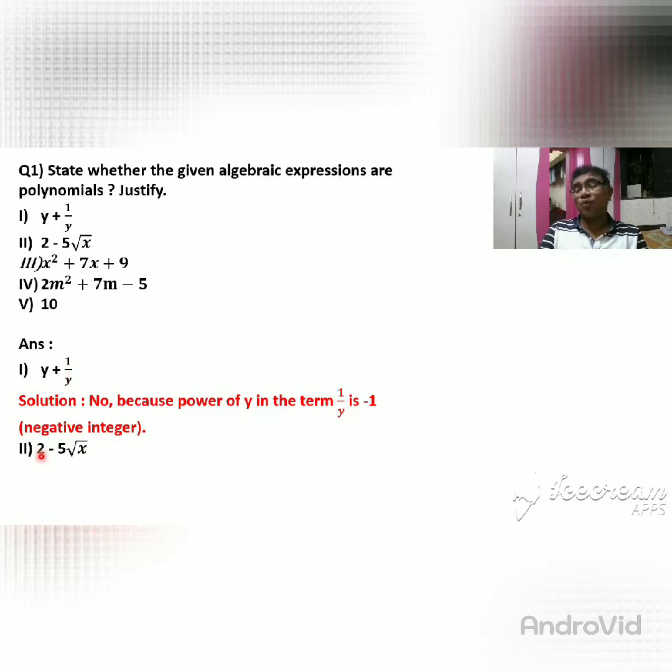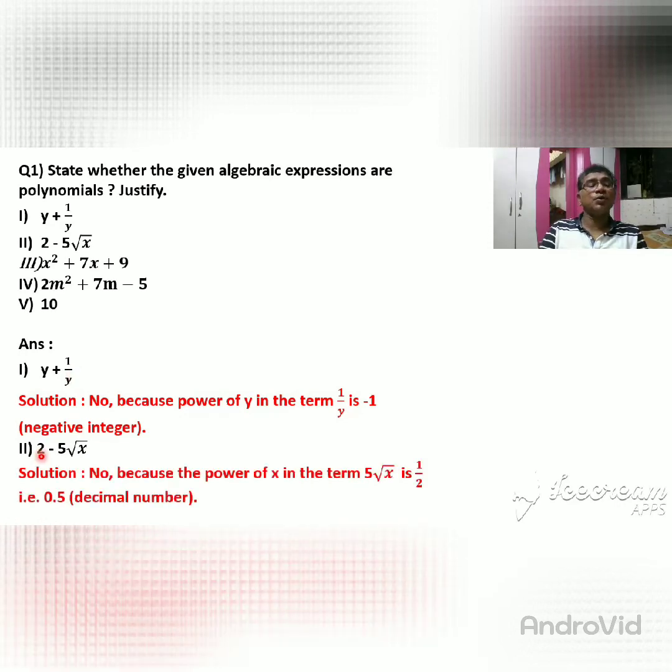Second, 2 minus 5 root x. No, because this is x under the root, so that x index is 1/2. See, 1 upon 2. So it is not a polynomial. Any doubts?